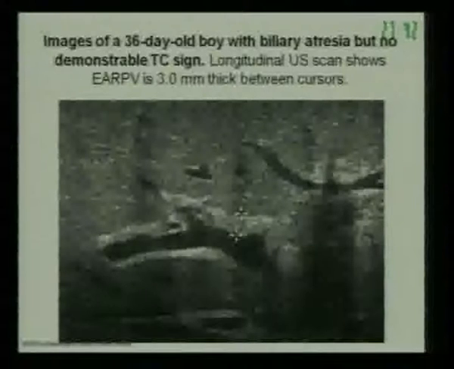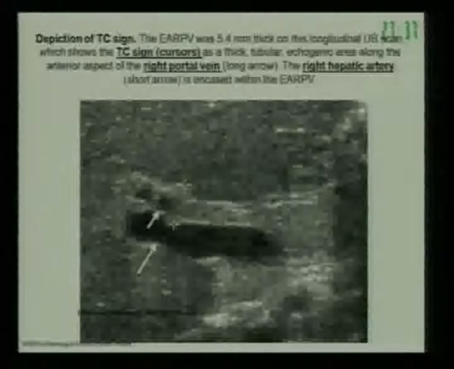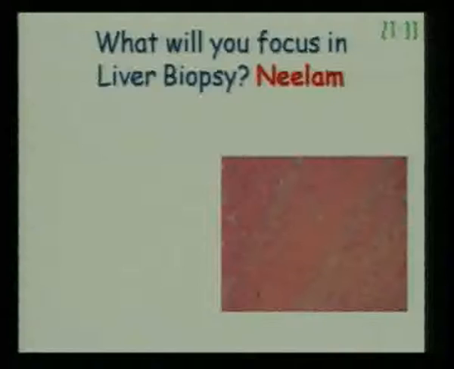Similarly here, you can see depiction of the triangular cord sign. The anterior wall of the right portal vein was 5.4 mm thick on this longitudinal ultrasound scan, which shows the triangular cord sign between the cursors as a thick tubular structure. So the cutoff is 4 mm, but of course this is not widely accepted, and we go back to the fact that the diagnosis has to be established either by liver biopsy or intraop cholangiogram.